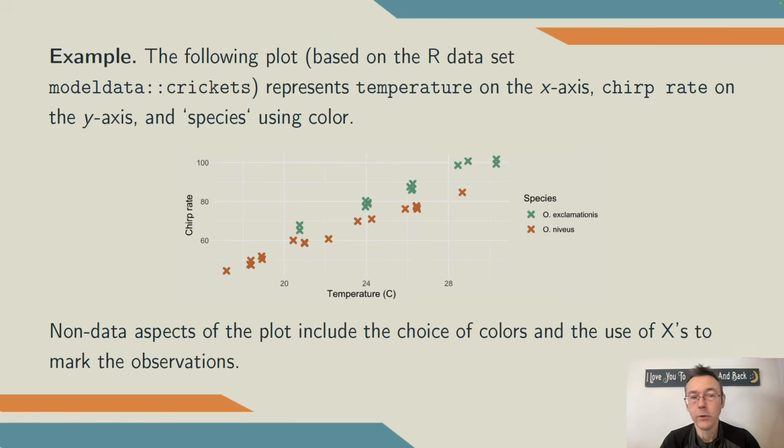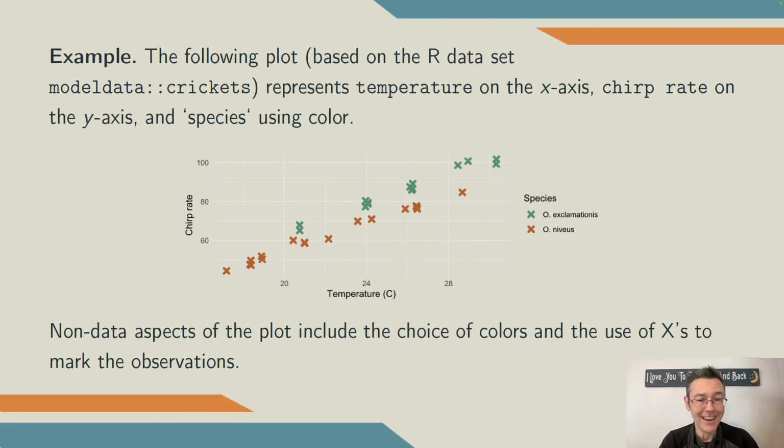Here's another example using the crickets dataset, which comes from the modeldata package in R. Here we're representing temperature on the x-axis, chirp rate on the y-axis, and species using color. So we have a bunch of crickets from two different species. They're being exposed to different temperatures, and their chirp rates are being recorded.